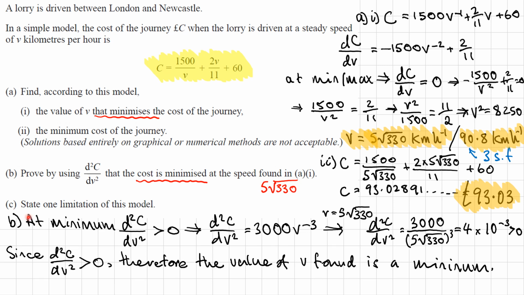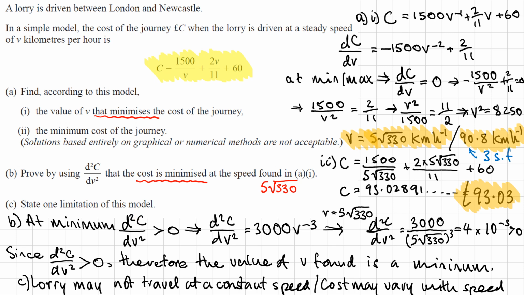And lastly, part C, state one limitation of this model. There are lots of different reasons we can pick. I've just picked a couple. Probably the most obvious one is that a lorry may not travel at a constant speed. This model assumes that it's being driven at a steady speed. It's going to speed up, it's going to slow down, there's going to be traffic, all those types of things.